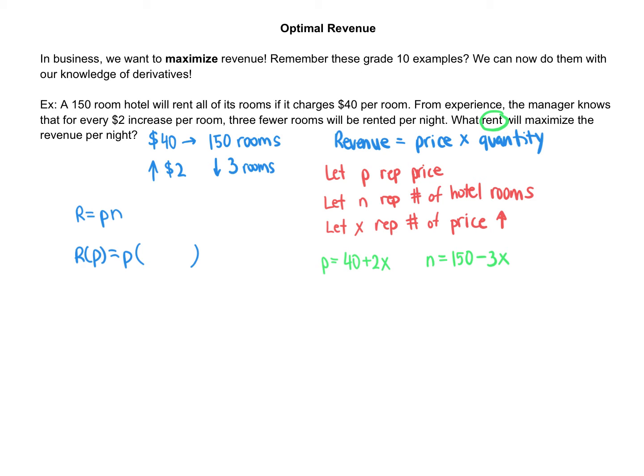So let's see what that's going to look like. I'm going to bring the 40 over. And I'm going to divide both sides by 2. So that'll give me half P minus 20 for X. This will allow me to take this expression and sub it in for X, so that way I can write the number of hotel rooms in terms of P.